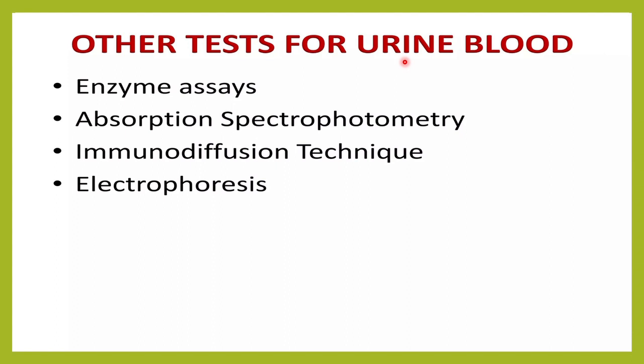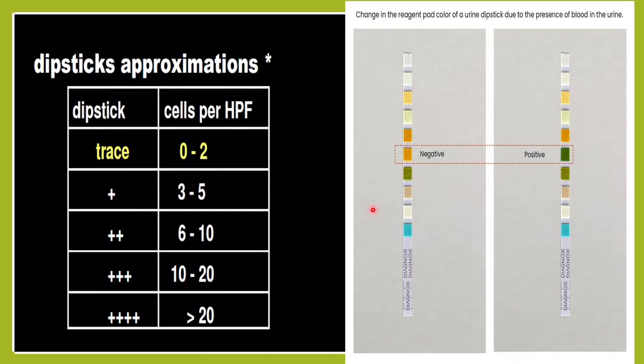So what are the other tests for blood in the urine? It could be enzyme assays, we have absorption spectrophotometry, we have immunodiffusion techniques, we have even electrophoresis to diagnose blood in the urine. So this dipstick method is the most common method which we use to identify blood in the urine. Very handy test, but we will have to correlate it with the urine microscopy, patient symptoms and other clinical factors.